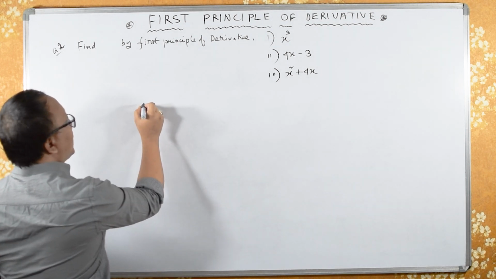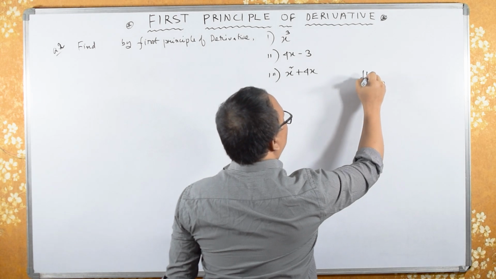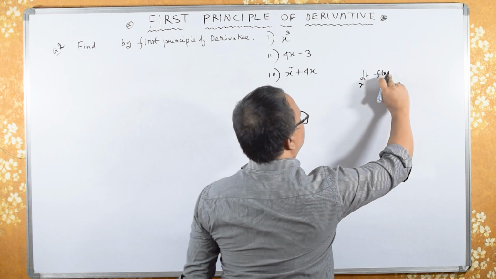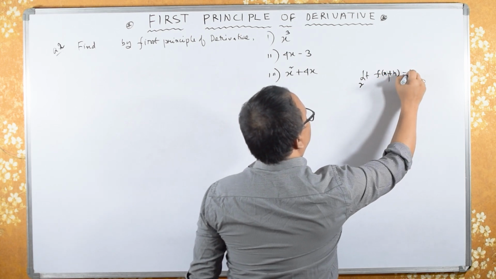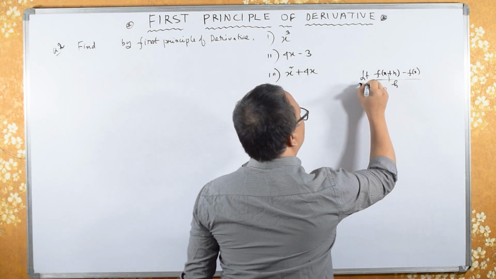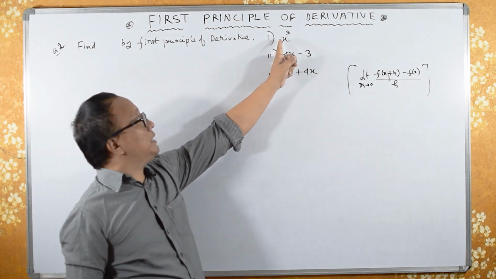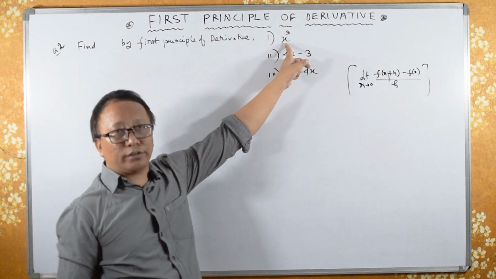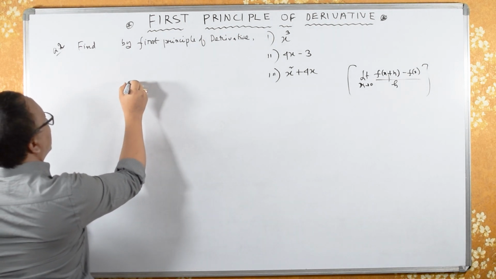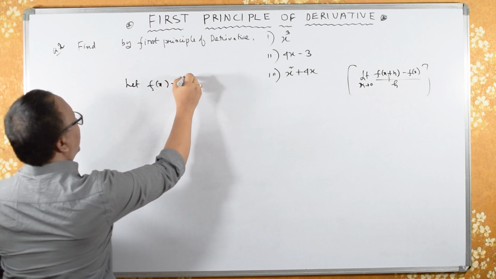Now let's consider f of x. By first principle, just remember, limit of f of x plus h minus f of x upon h, where h tends to 0. Remember, this is the only formula for the first principle. Now you have to consider the given function is a function of x. Since it is x cube, let f of x equal x cube.